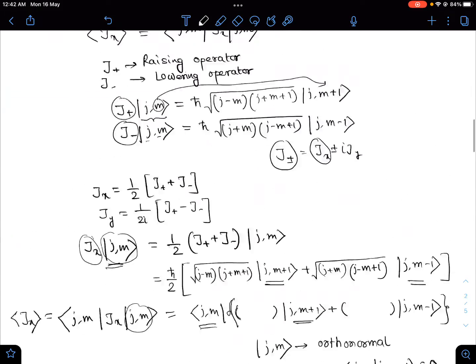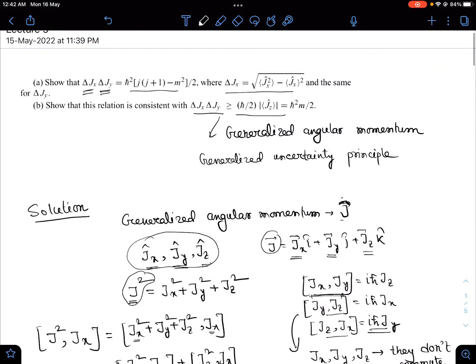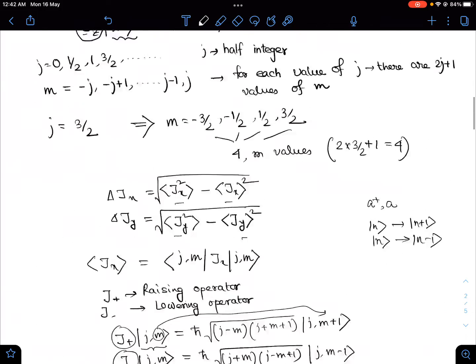So now we have to solve the second question. What it is stating is that we have to show that this relation that we have just recently got is consistent with our generalized uncertainty principle. So let us proceed.